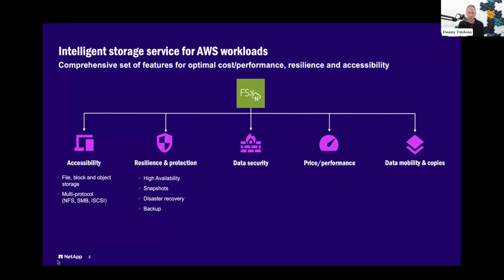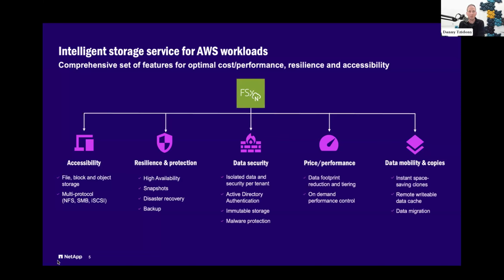That's an AWS service that comes with FSx for ONTAP. And there's also data security, price and performance, and mobility and copies, how we can move around our data. Today, obviously, we're going to focus on price and performance. On the one hand, FSx for ONTAP can give us high performance for our mission-critical workloads. And on the other hand, a little bit about resilience and protection, because the way that we build and shape our solution, depending on how mission-critical it is, what our SLAs and our RPOs and RTOs are, also has a significant impact on pricing.